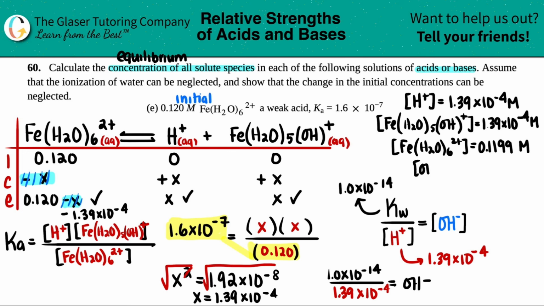And now my OH- concentration, add that to the list. 1 times 10 to the negative 14th divided by 1.39 times 10 to the negative fourth. I get 7.19 times 10 to the negative 11th molarity. And since I have way more hydronium than hydroxide, this is clearly an acid. So you can kind of check your work. And that's it. These are all of your answers for species in this equation.